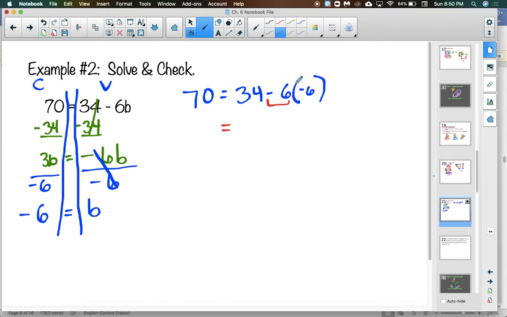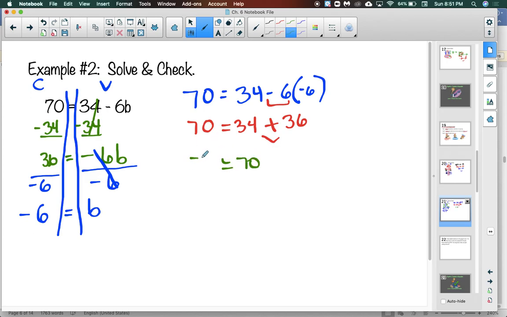negative 6 times negative 6. A negative times a negative is a positive. I'm going to put a plus sign here. 6 times 6 is 36. I have used both of those signs, so I don't drag anything down into the problem with me. Negative times a negative is a positive. There's my plus sign. Okay? Bring the 34 down into the problem. Bring the 70 down as well. Still have to do some addition to simplify here. 34 plus 36 equals 70.